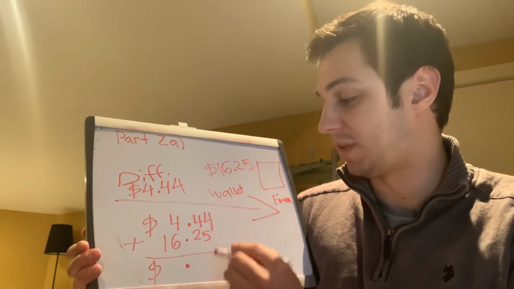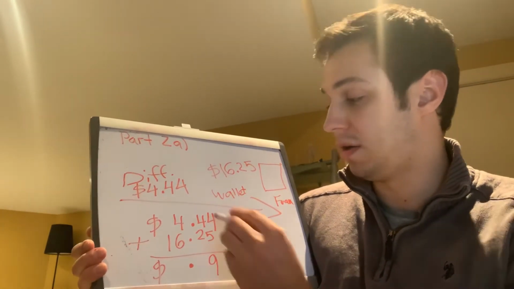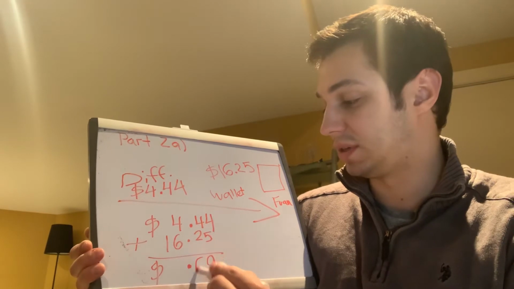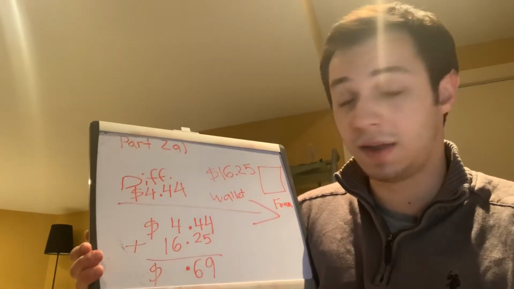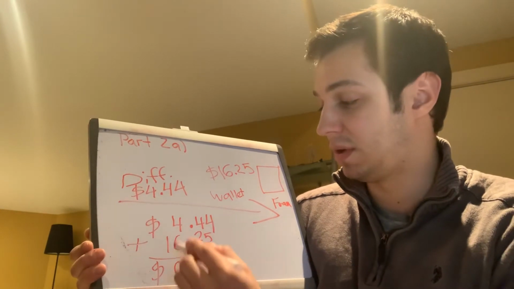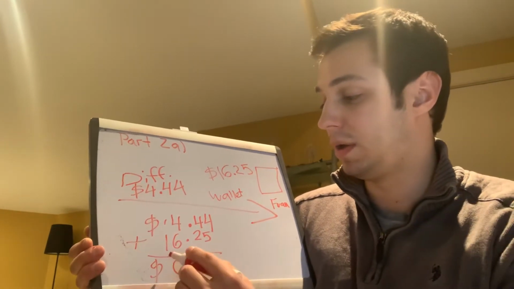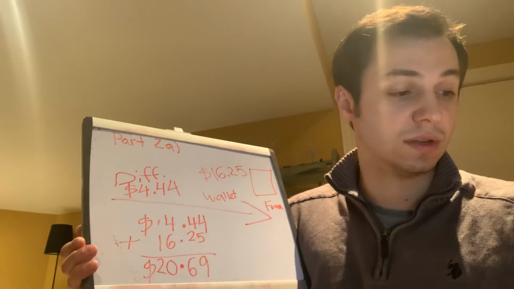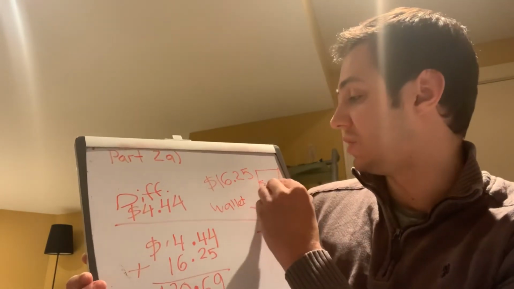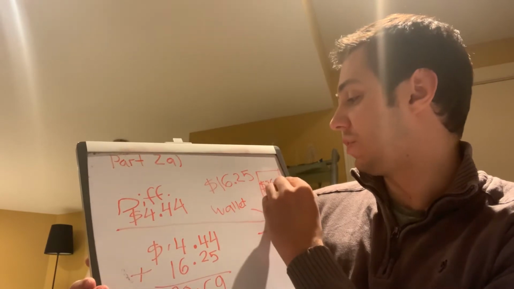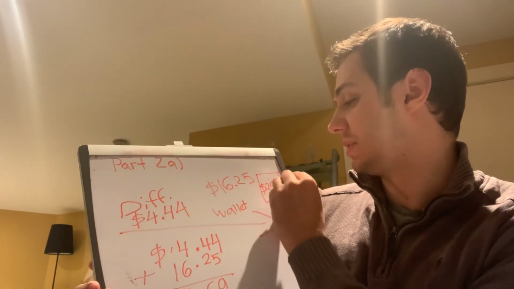So 4 plus 5 will give me 9. 4 plus 2 is 6. 6 plus 4 is 10. So I'm going to put my 0 down, carry over my 1. And then our answer is $20.69. So Fran started off with $20.69.